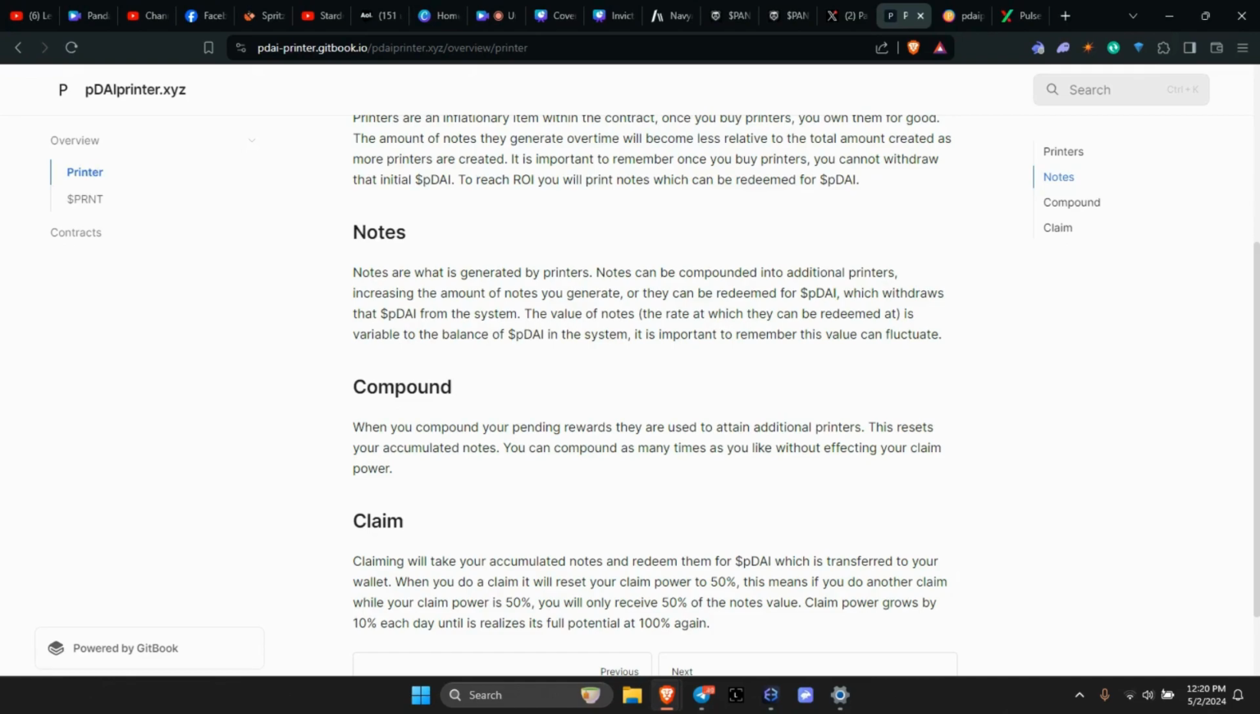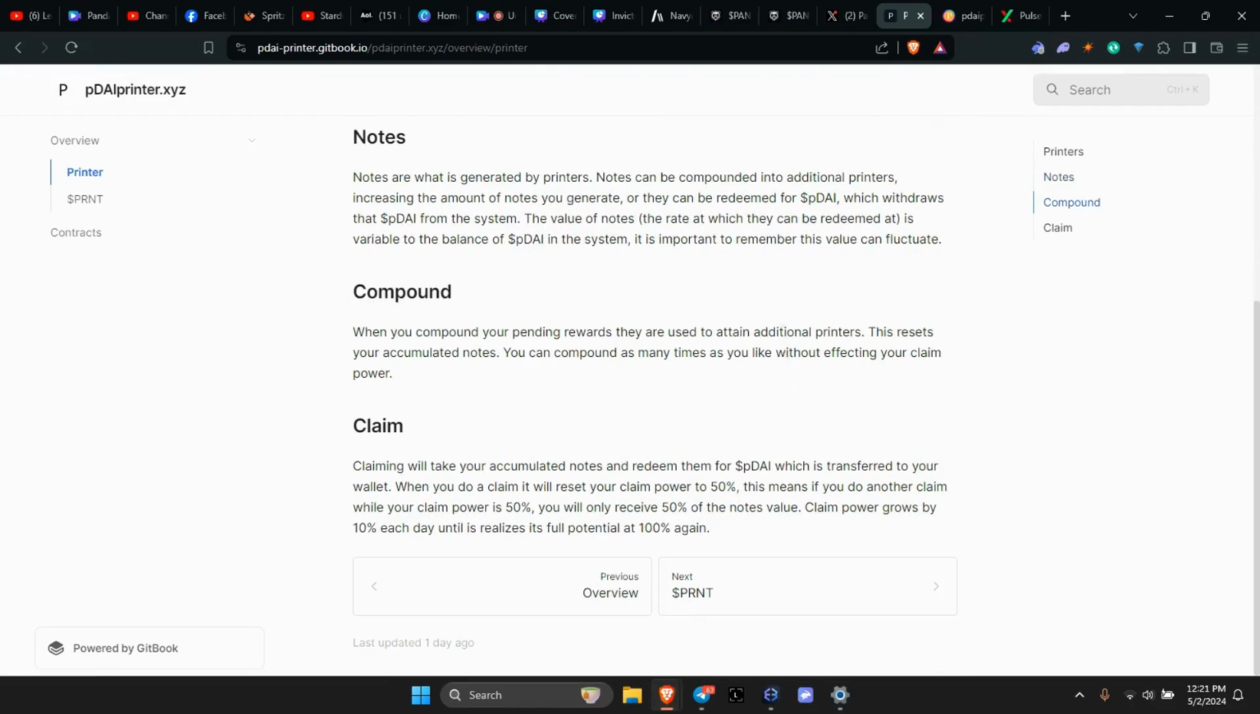When you do a claim, please understand it will reset your claim power to 50%. This means if you do another claim while your claim power is at 50%, you will only receive 50% of the note's value. Claim power grows by 10% each day until it has realized its full potential at 100%. So essentially, you claim on Monday, you drop down to 50%. So you're going to have to wait to Tuesday, Wednesday, Thursday, Friday, Saturday, probably Sunday, in order to get back up to 100% in order to do another claim.